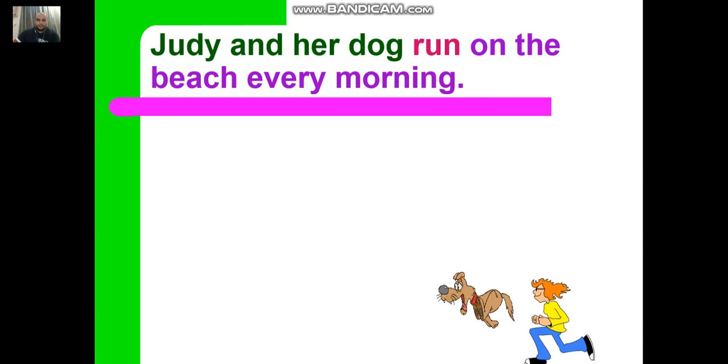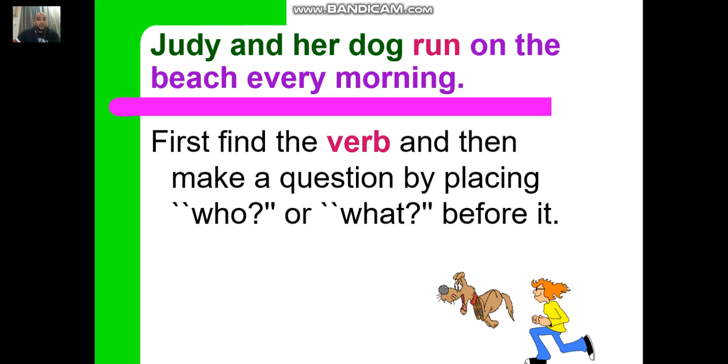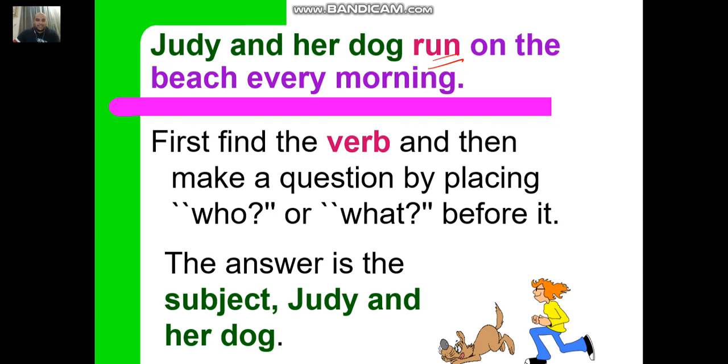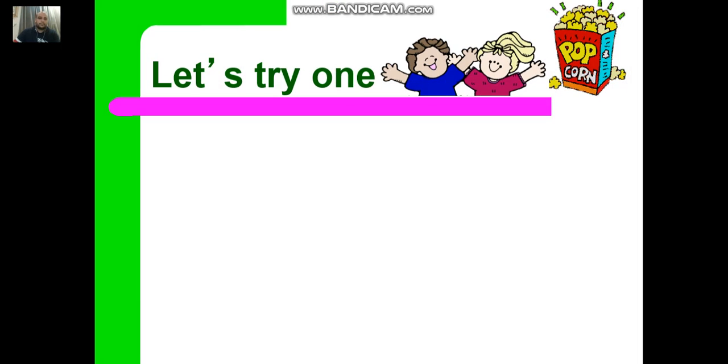Let's carry on. Here, first find the verb and then make a question by placing who or what before it. So first we found the verb, which is run. Then we ask the question, who did that verb? Who was running? The answer is the subject. The answer of who or what is the subject. So, who was running? Judy and her dog, they were running. So, Judy and her dog is the subject.